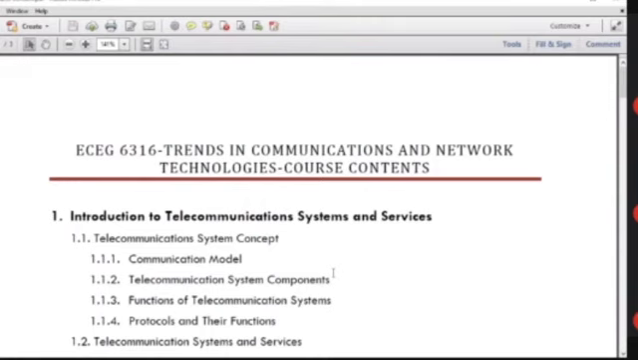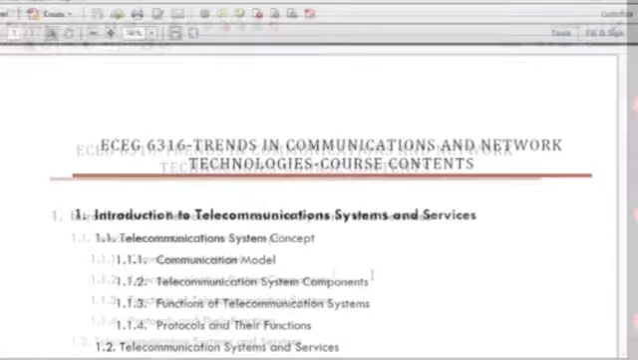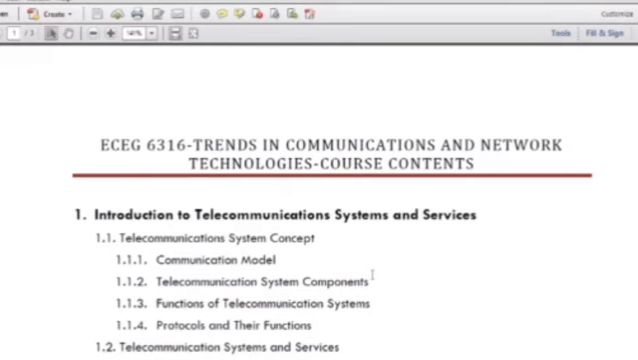It is by electronic means, and also at first we will discuss the communications system model, and then after that, to adopt the telecommunication system from that. And we will discuss the functions of telecommunication system elements.